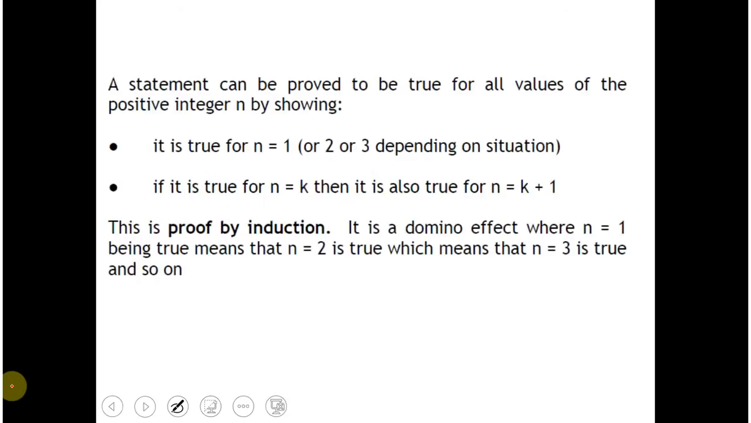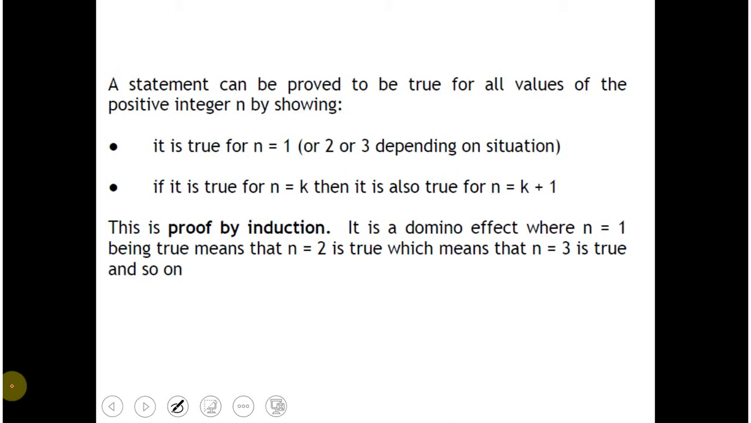This presentation is on proof by induction. Now, basically, a statement can be proved to be true for all values of the positive integer n by showing, first of all, that it is true for n equals 1, or possibly 2 or 3, depending on where you want your starting position to be.